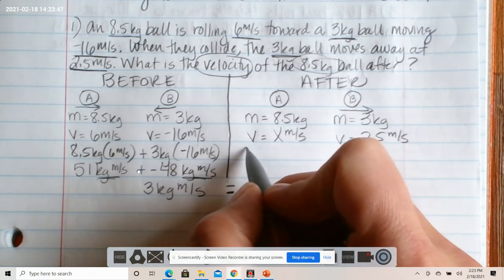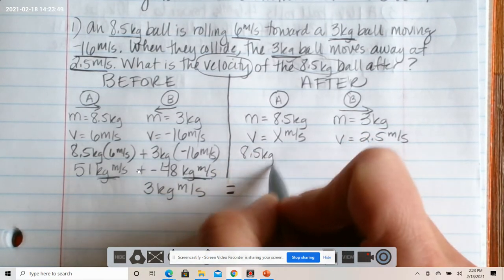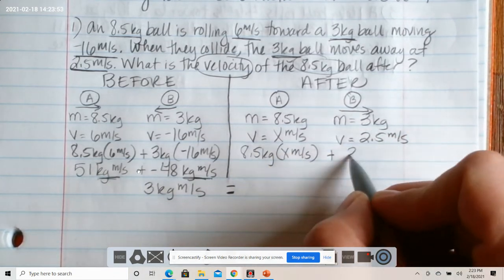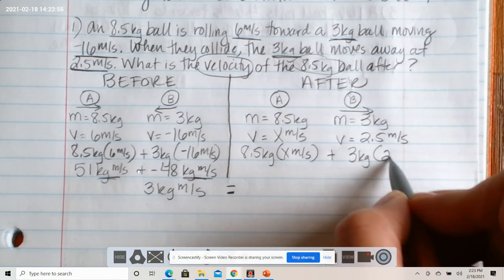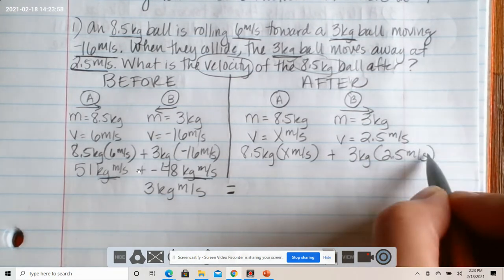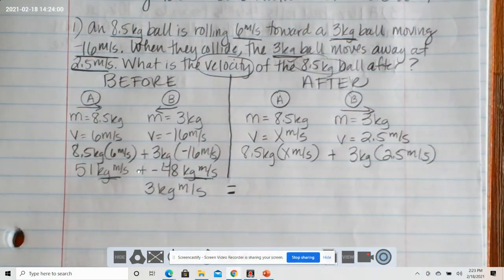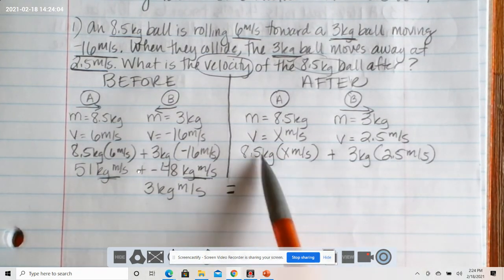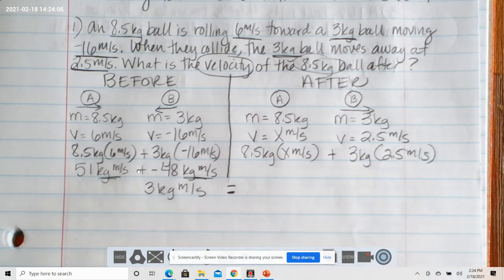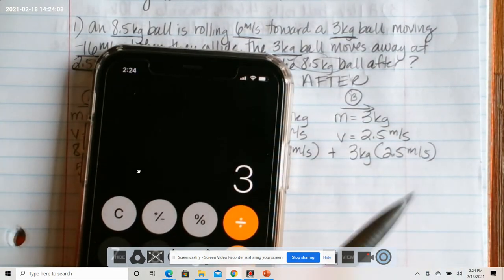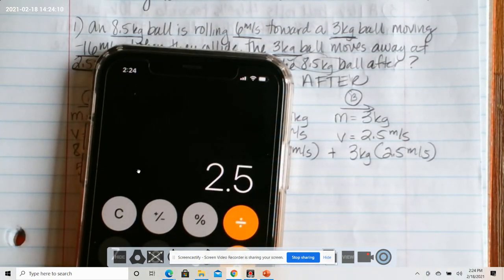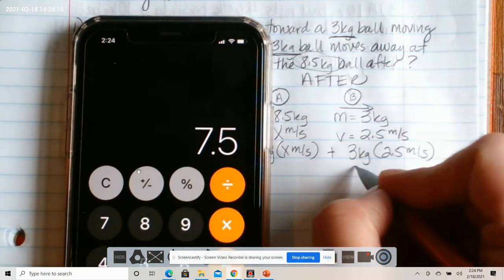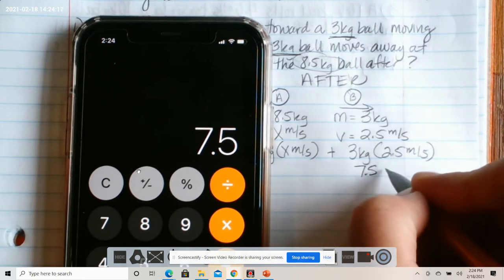So 8.5 kilograms, since we don't have a velocity, it's x meters per second, plus 3 kilograms times 2.5 meters per second. So I have to first do my multiplication. I can't do anything here because that's an x, but I can do something here. So I'm going to go 3 times 2.5, and I get 7.5. So over here is going to be 7.5 kilograms meters per second.